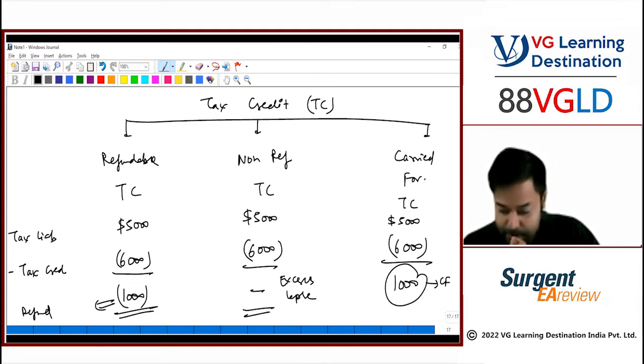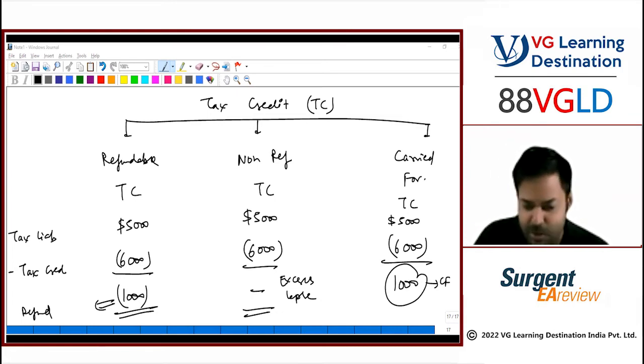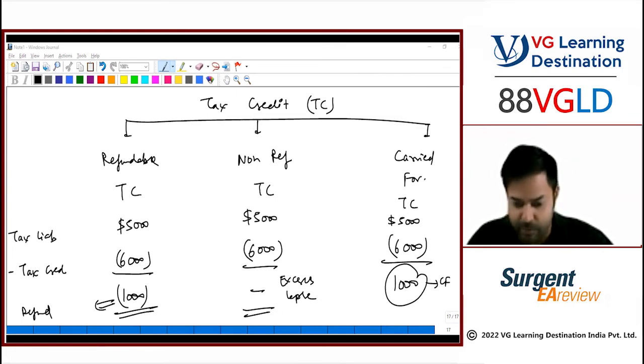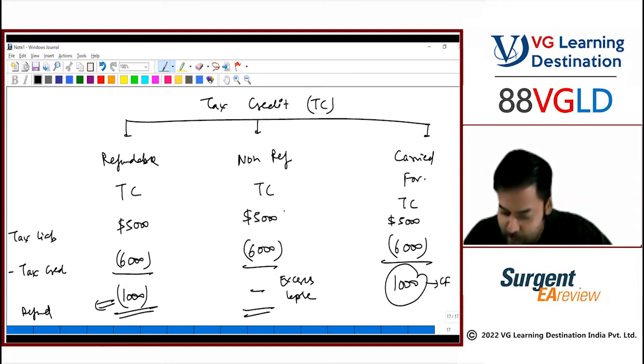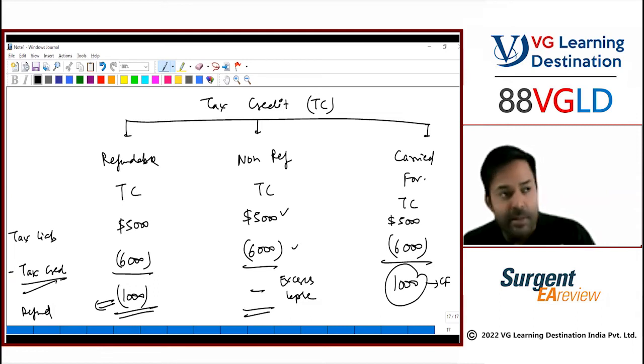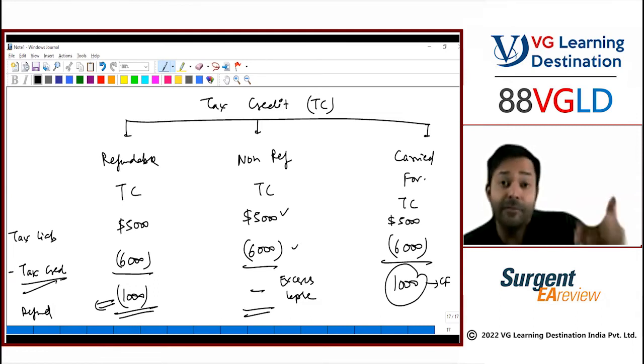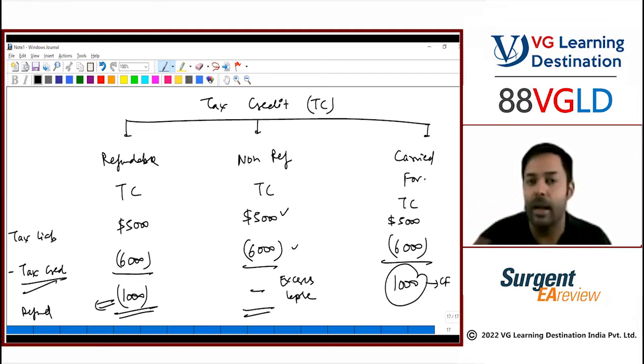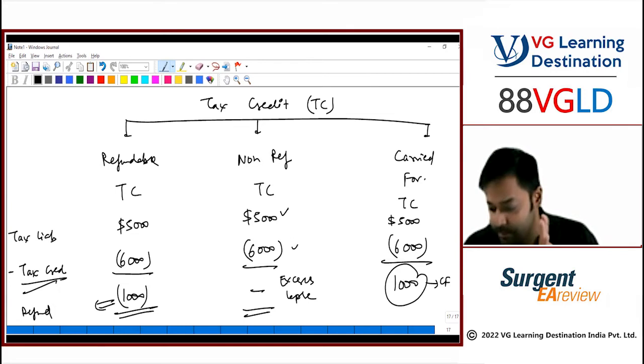Are all the 3 categories clear? Don't worry, we'll do it in much more detail when we do part 1. I'm just giving you a broad idea. So Nidhi, the tax liability is 5,000 and the tax credit is 6,000. Nothing will happen to the extra 1,000. You will not get a refund of it. You are not going to carry it forward. It is going to lapse.